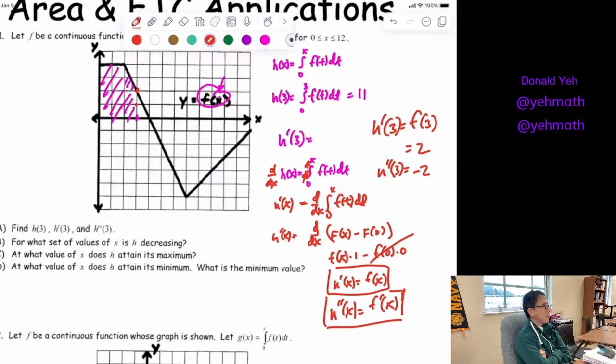Anybody can propose me an answer? So h of 3 is equal to 11. H prime of 3 is equal to 2. H double prime of 3 is equal to -2 because the slope is -2. Well, what set of values of x is h decreasing? Can you tell me what is the subject here? The subject is what?